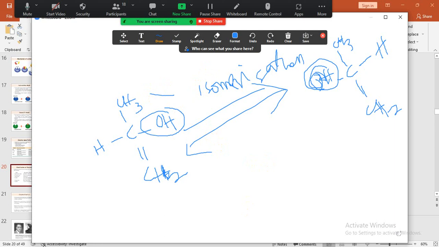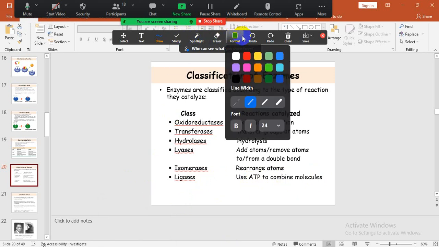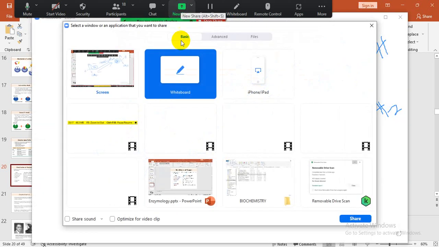Okay, so let's go to the next one. This one you should understand. Ligase uses ATP to combine molecules. Like when you are combining two glucose, you need ATP to provide the energy. Anytime you hear ATP, ATP means what? High energy phosphate.